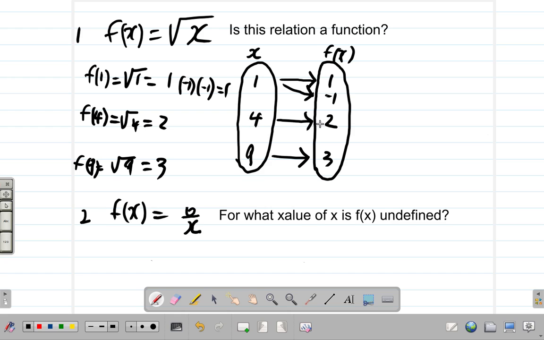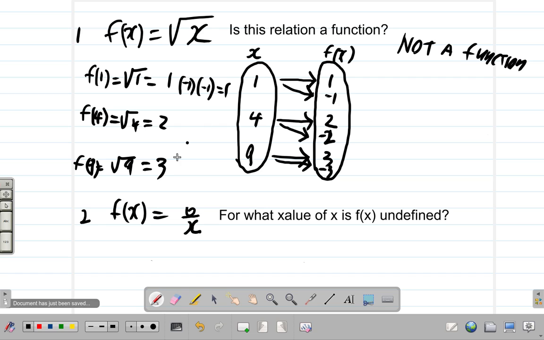2 times 2 gives you 4, so 2 is the square root of 4, but negative 2 by negative 2 also gives you 4, so negative 2 is a value that you could map to. 3 times 3 gives you 9, so 3 is the square root of 9, but negative 3 by negative 3 also gives you 9, so negative 3 is also the square root of 9, so we have a one-to-many mapping. So this is not a function. Alright?